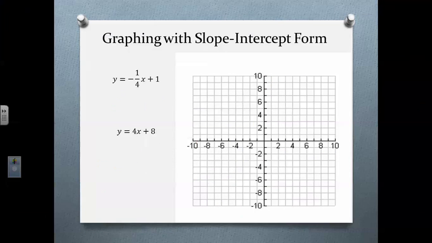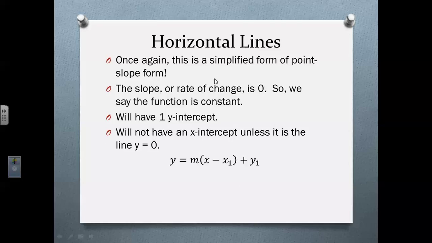All right, moving forward again. Horizontal lines. Once again, this is just a simplified form. All right. Now, what happens though, if we have a horizontal line, that means I am not going up and I am not going down. So our rate of change is 0.